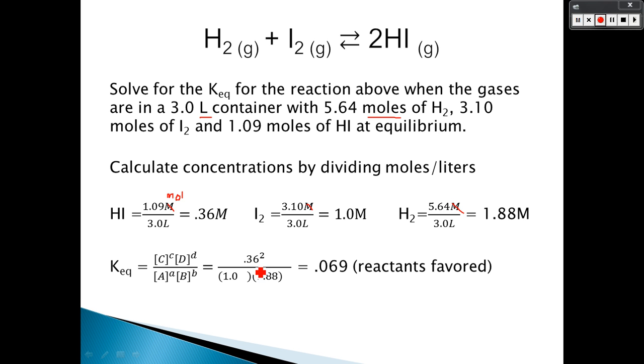And we have 0.36 squared, so the 0.36 comes from here, it's squared is there, divided by 1.0, that's here, times 1.88, that's there, and that ends up being 0.069. So this is a reactants favored reaction, so this reaction is not going to proceed very far away. I mean, it's not bad, but clearly it's not going to proceed very far away from the reactants, or this number wouldn't be less than 1. So meaning this number is bigger than this number.